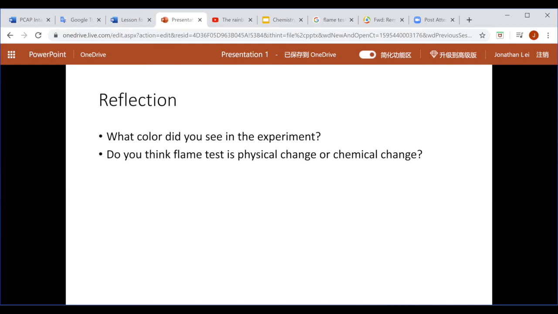I saw a lot of different colors like red, green, and blue and yellow. Yeah, that's basically all of them.